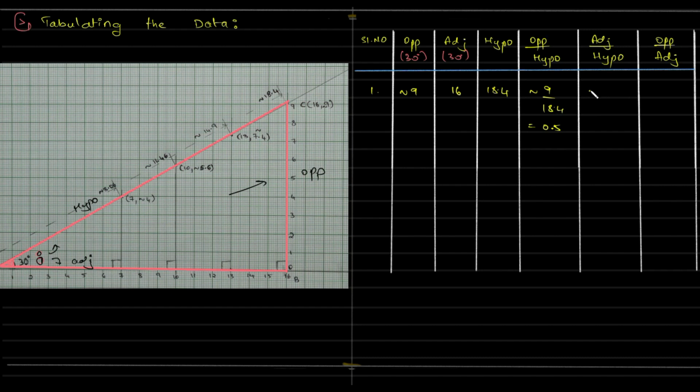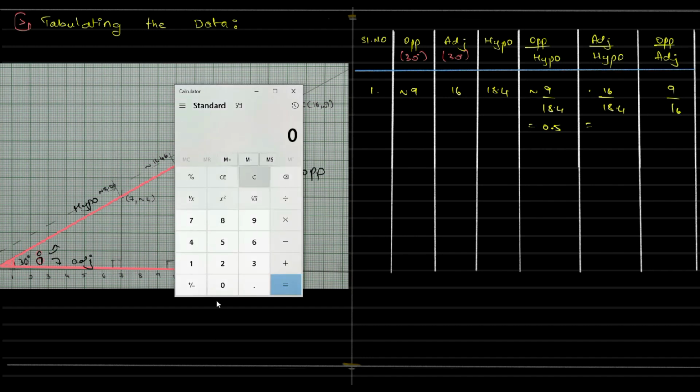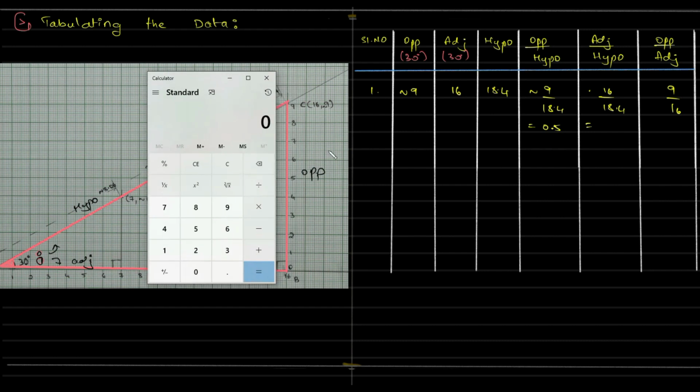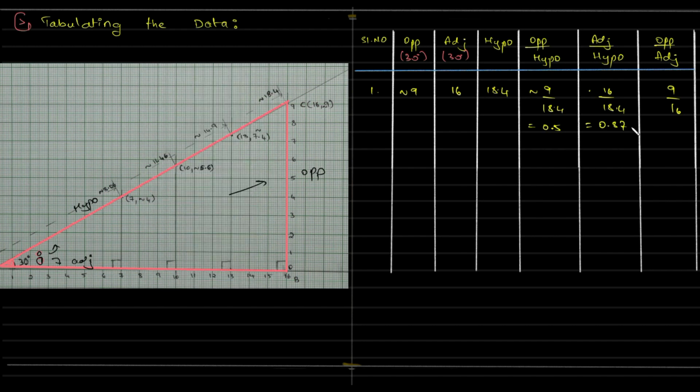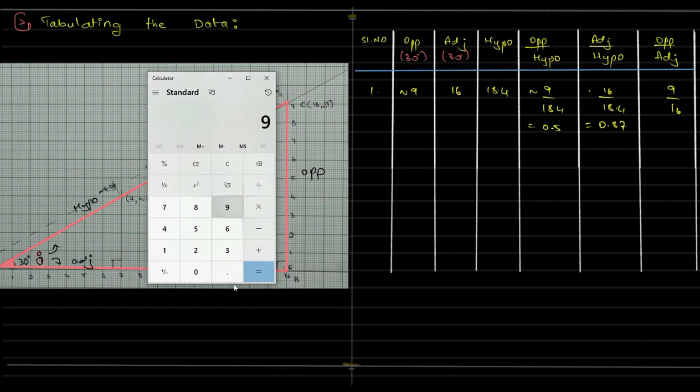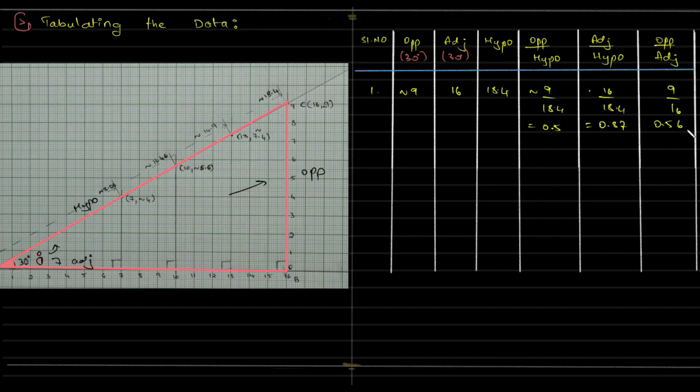Then next is adjacent, 16 divided by 18.4, and this will be something. And next is opposite divided by adjacent, 9 by 16. Okay, so we need to divide this. So 16 divided by 18.4, 0.87. Then 9 divided by 16, 0.56. Right?